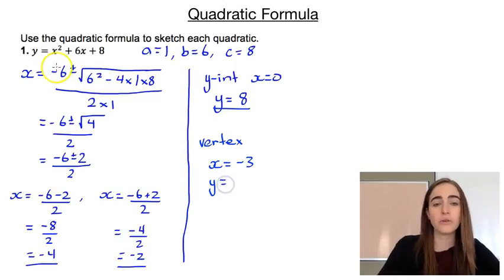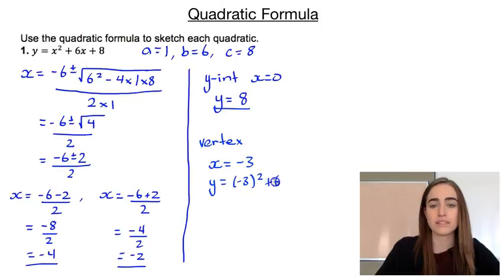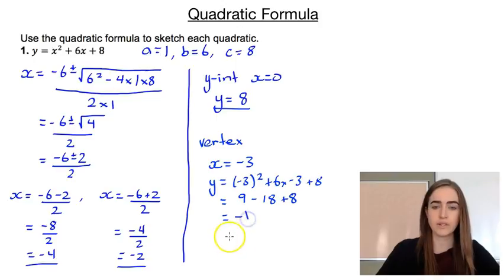Then to find the y-coordinate, we're going to substitute that minus 3 back into this original equation. So we're going to have minus 3 squared plus 6 times minus 3 plus 8. That'll give us 9 minus 18 plus 8, and that gives us minus 1. So the coordinates of our vertex are minus 3, minus 1.